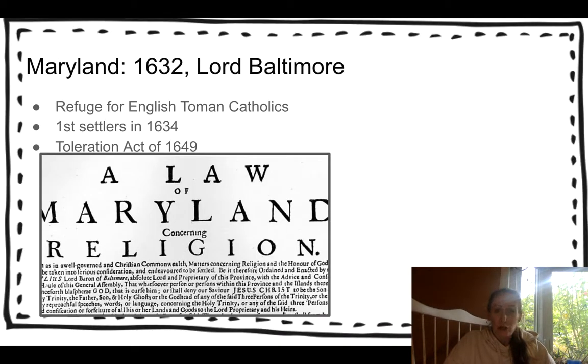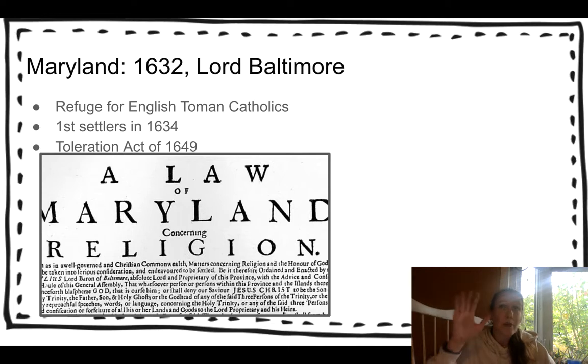Maryland, we learned a little bit about this in our geography game, was created in 1632 by Lord Baltimore. And he had a land grant to use Maryland as a refuge for English Roman Catholics. A little side note, today, Roman Catholics still make up about 20% of the population of Maryland. So the first settlers arrived there in 1634.